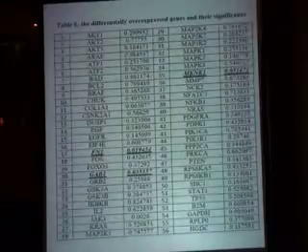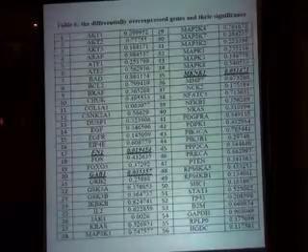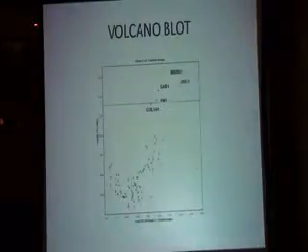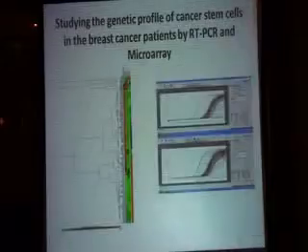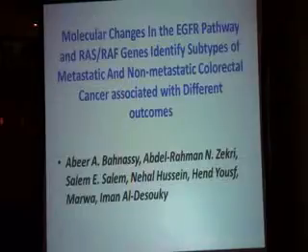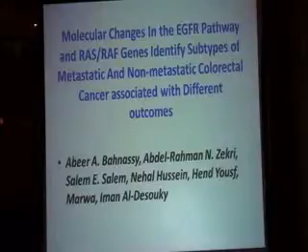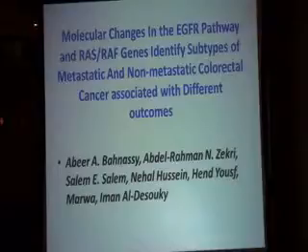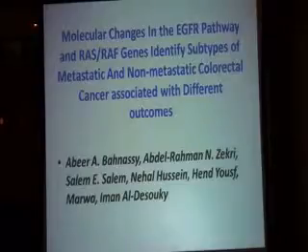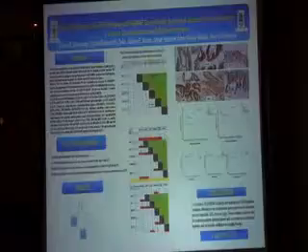This is how we present data on the real-time array. This is the volcano plot and the genes that make the panel. And then we have molecular changes in the EGFR pathway. This is our final part of the presentation: molecular changes in the EGFR pathway and RAS-RAF genes in metastatic and non-metastatic colorectal cancer.